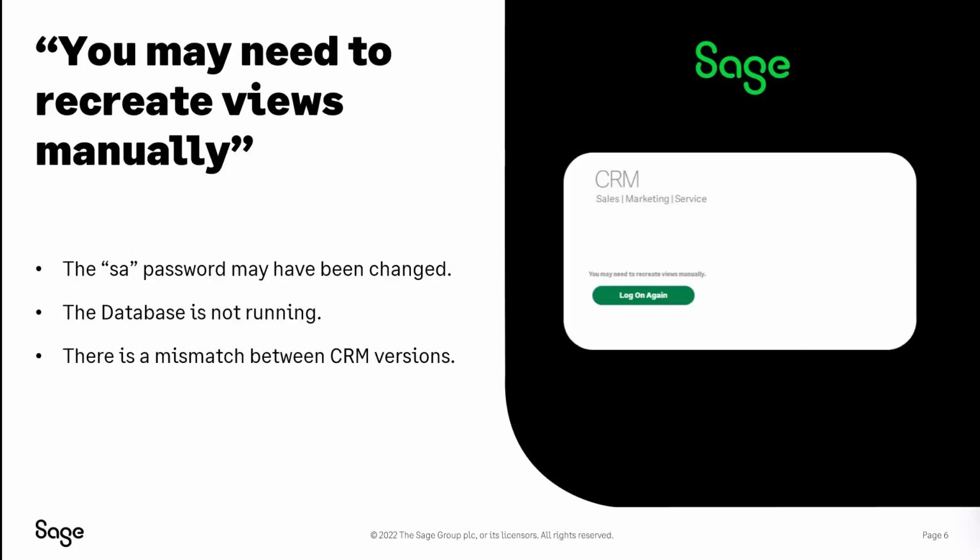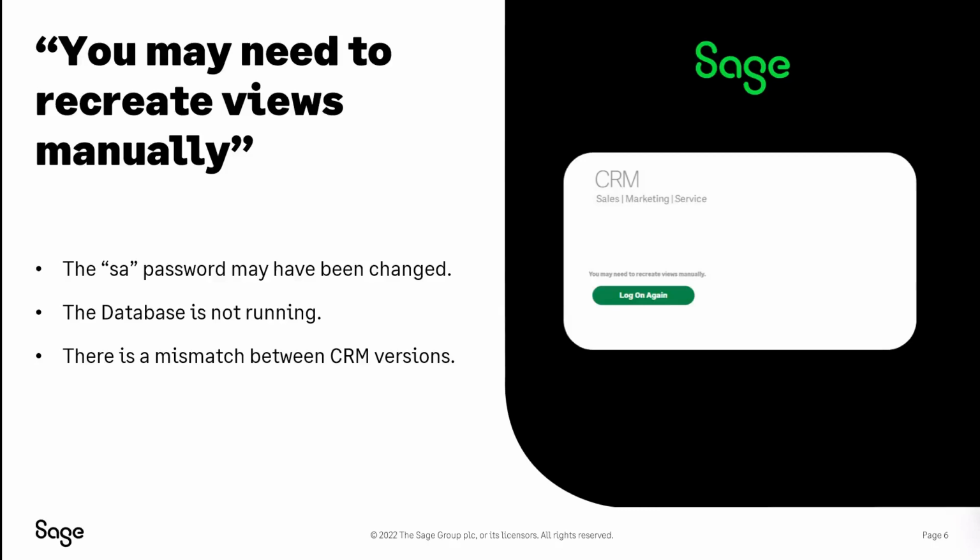I recall breaking out into a sweat the first time I received this message many years ago, and I assure you, it is not as frightening as the message implies. There are several reasons why this may occur. Some of the most common causes: the SA user password may have been changed. Should the SA password have been changed in SQL and not in CRM, it would need to be updated in Sage CRM. This may be performed in Administration, System, and then Database.